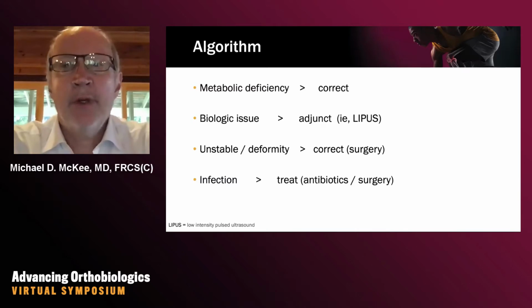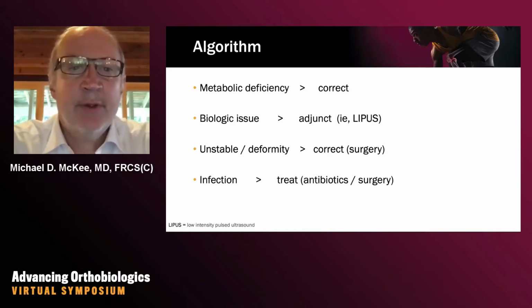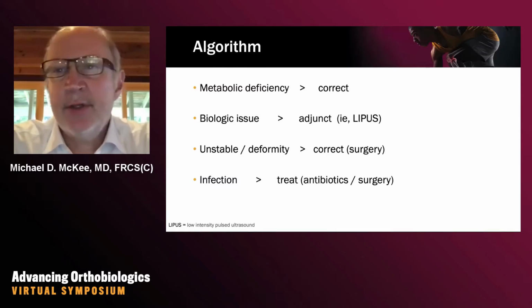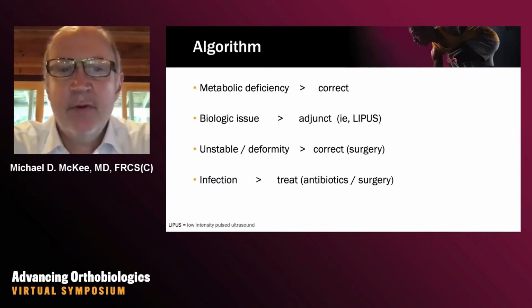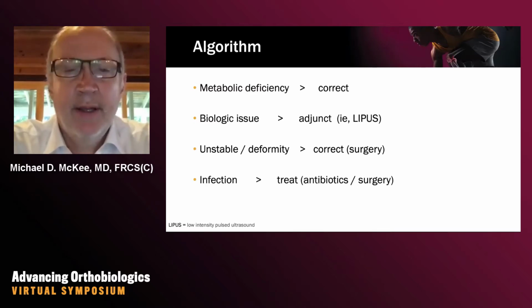So where does that leave us with our algorithm, which was the point of the whole talk? Well, I think if you look at these issues on the left-hand side, then these are the issues that we need to address when dealing with someone who has a non-union. If they have metabolic deficiency, we need to correct it. If there's a local biological issue at the fracture site or at the non-union site, then some kind of adjunctive therapy there might be useful. So if we have a patient who has a significant metabolic deficiency or biologic issue, then treatment of the underlying cause is, of course, the most important thing. But if you have a local biological problem, then some kind of adjunctive therapy may also be useful.